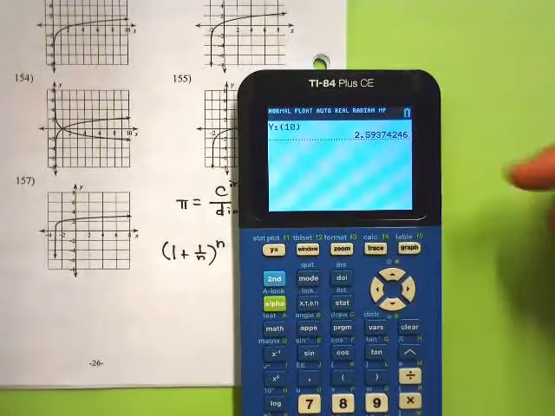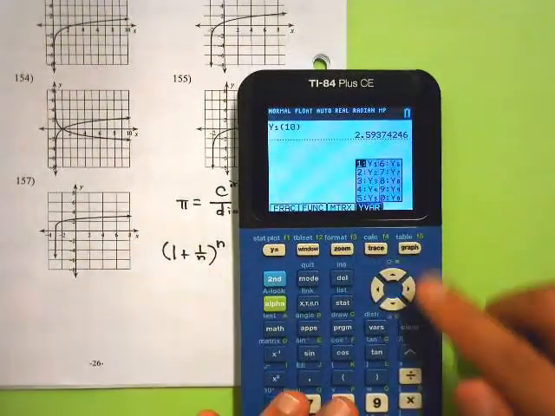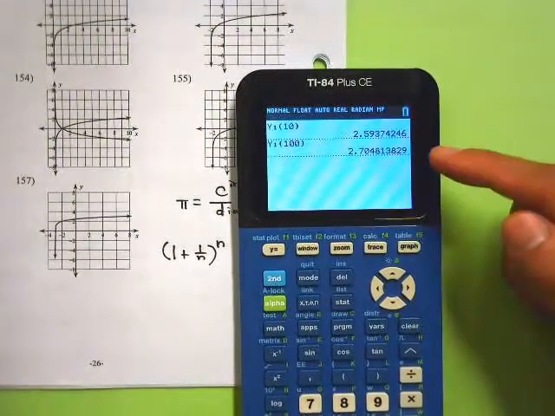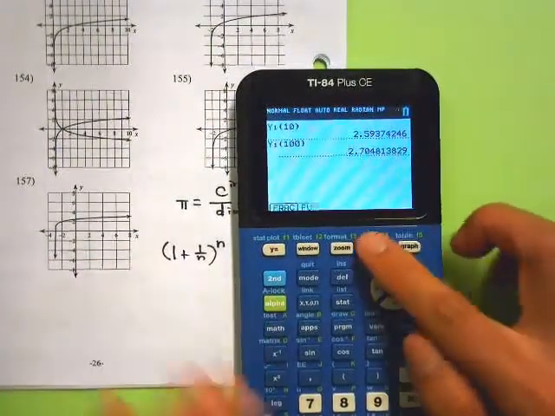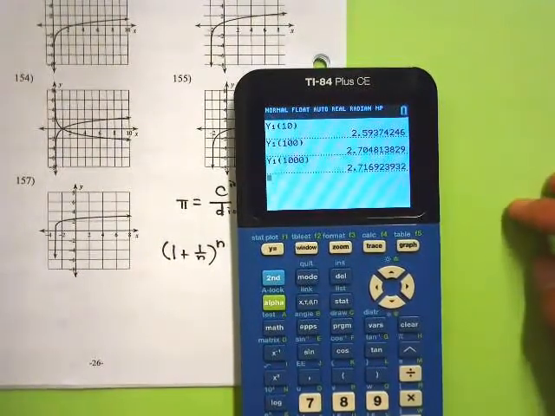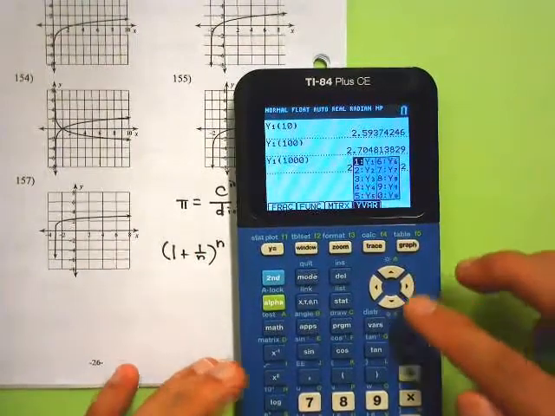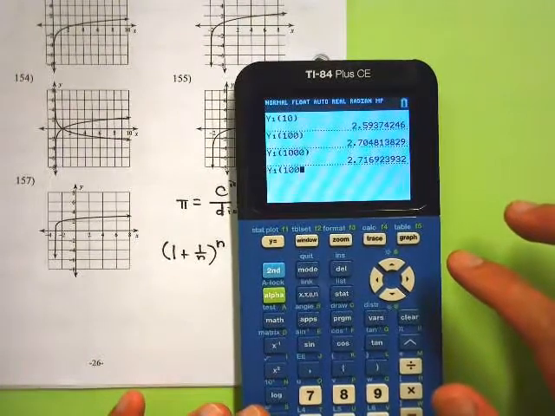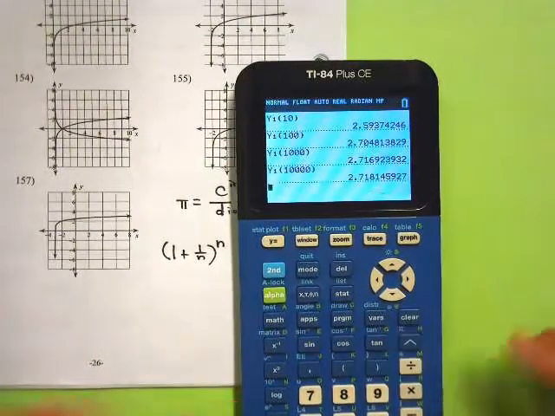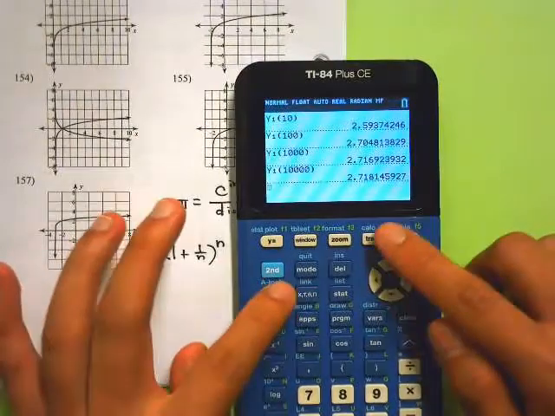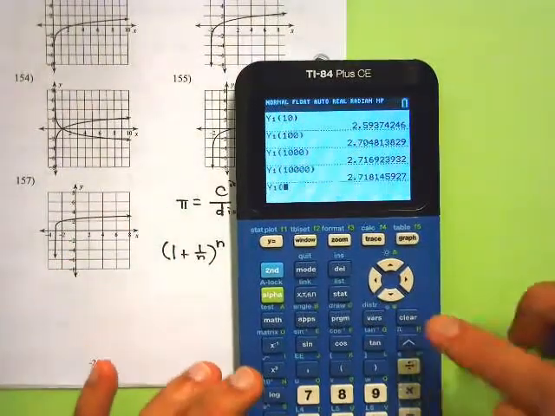Okay, so we got 2.59. All right, that's okay. Let's type in 100, 2.704. Okay. Now let's type in 1,000, 2.716, and we're just going to keep getting bigger and bigger. 10,000, 2.718, and now it's really zoning in on e already.